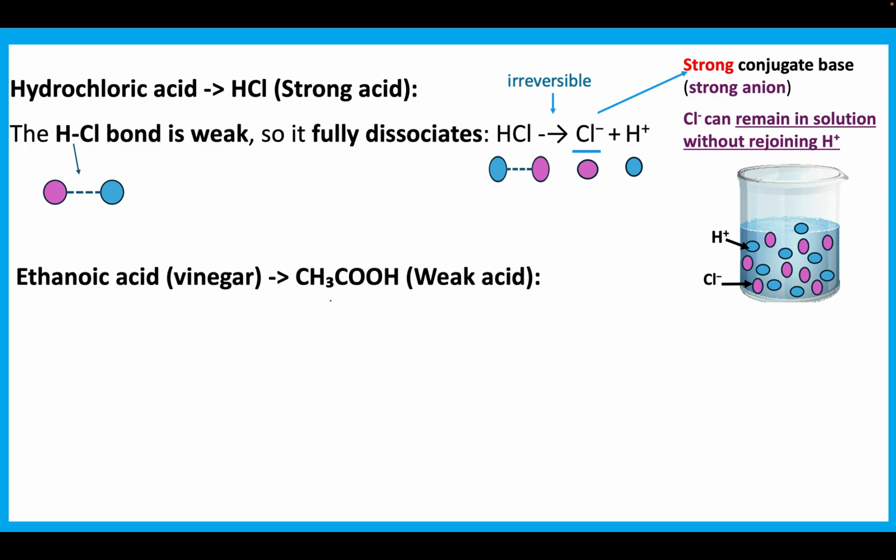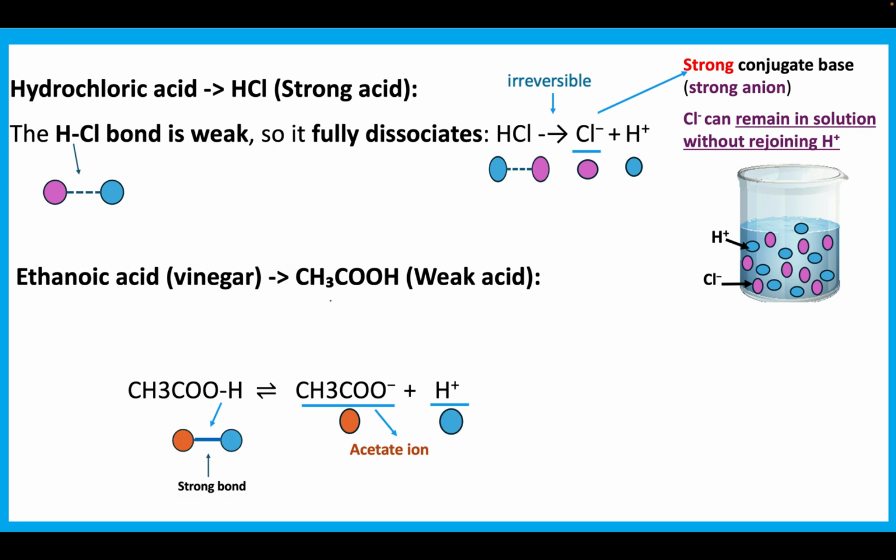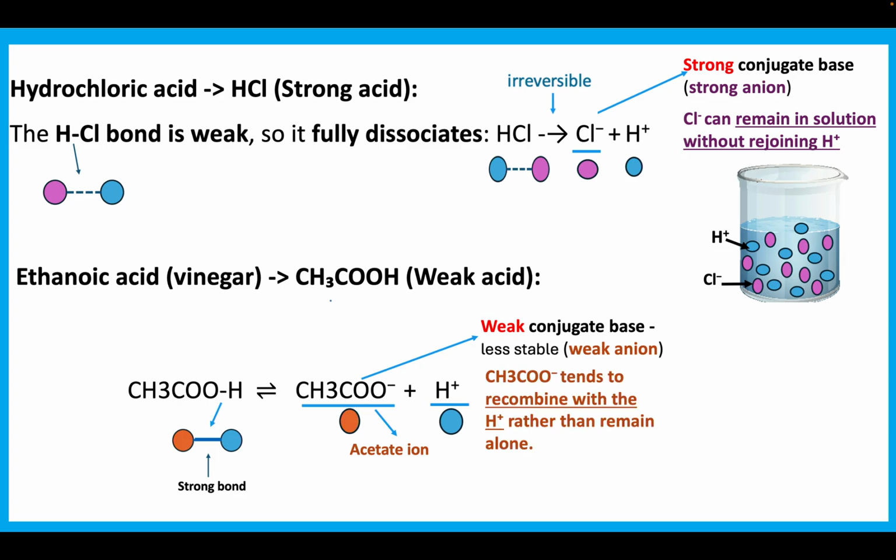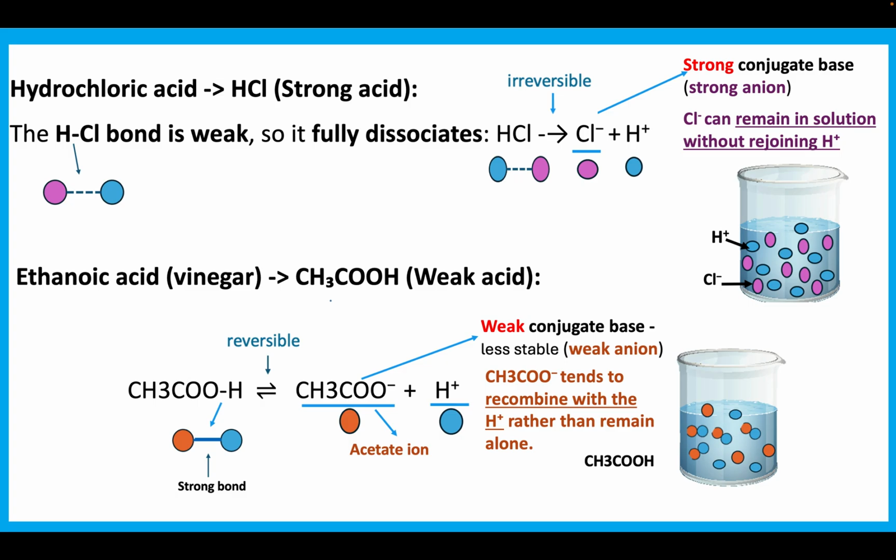If we now look at vinegar or acetic acid, which is a weak acid, we can see that it dissociates into acetate ion and a hydrogen ion. The oxygen-hydrogen bond in the carboxyl group is stronger, so it partially dissociates. The conjugate base acetate ion is less stable and can reabsorb hydrogen ions, making the dissociation reversible. Thus, weak acids like vinegar or acetic acid only partially ionize, where some molecules remain undissociated, whilst others dissociate into hydrogen ions and acetate ions, as we can see in the beaker.